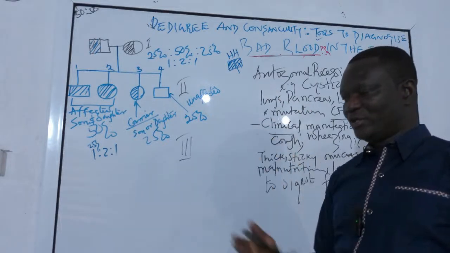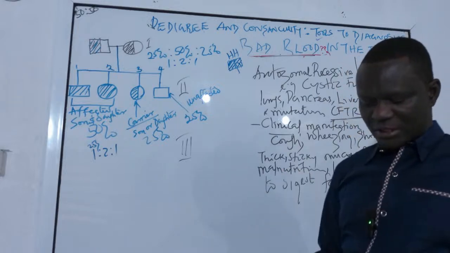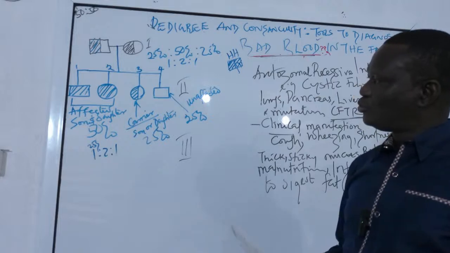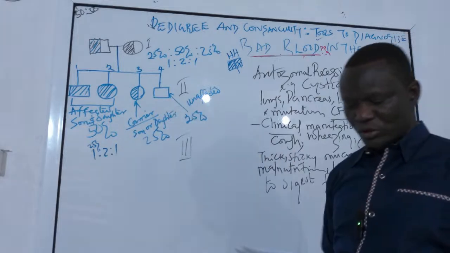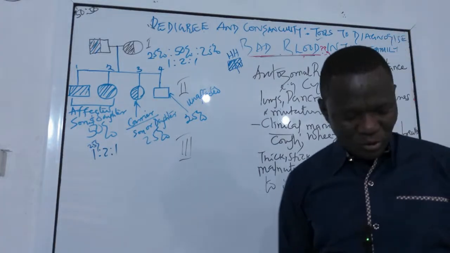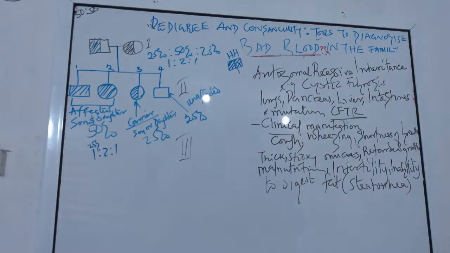So that's why you need to do a lot of consultation and be very close to the family, so that you're able to see exactly what is going on in that family. So that is the second condition, autosomal recessive gene. Don't forget, I've told you the difference between autosomal recessive gene and autosomal dominant gene.